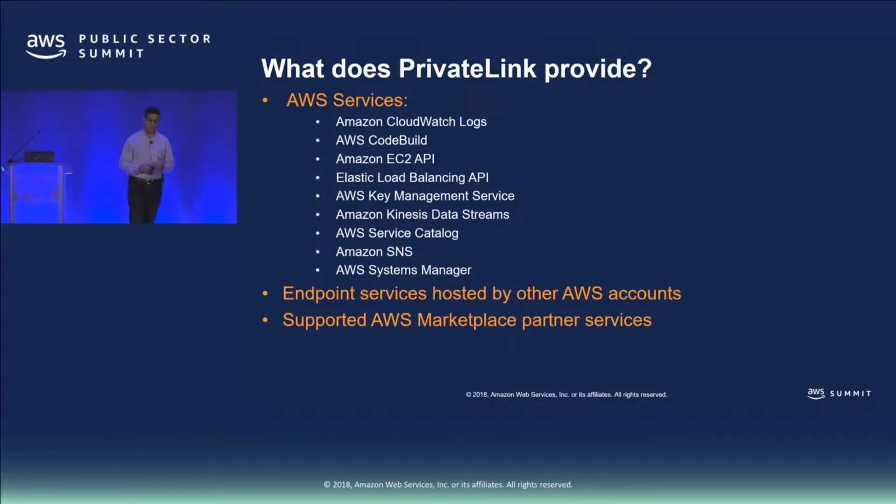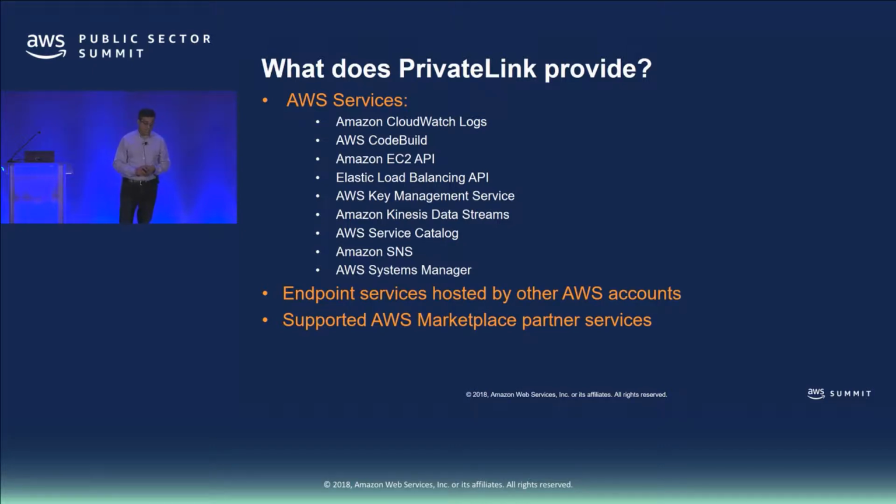There are three groups of services that can be accessed with PrivateLink. First, AWS Services, native AWS services. We have a long list of services, and we keep working on adding more to this list. All of these AWS services can be accessed privately by addressing that IP address in your VPC with a PrivateLink.